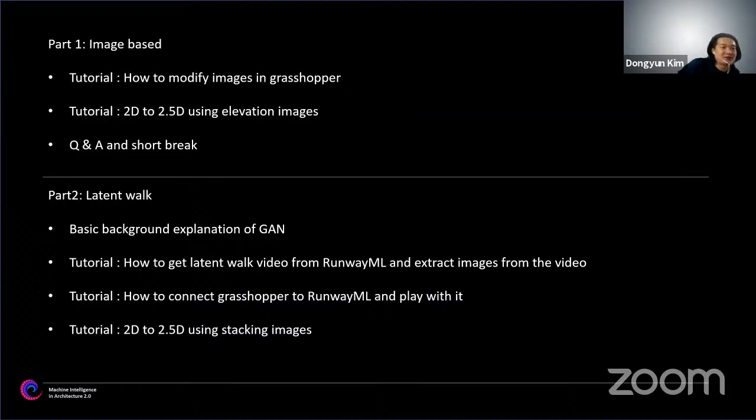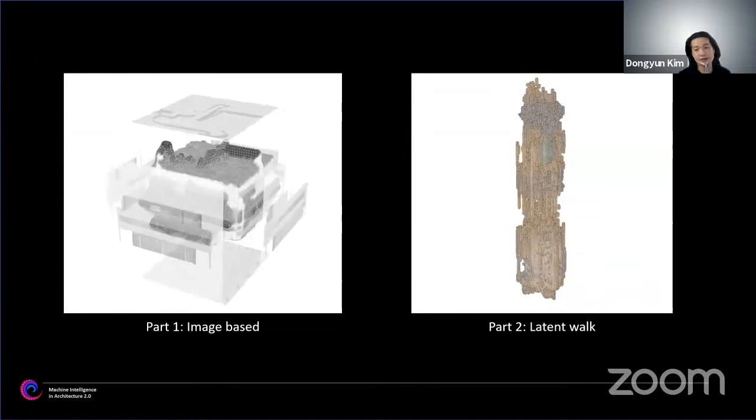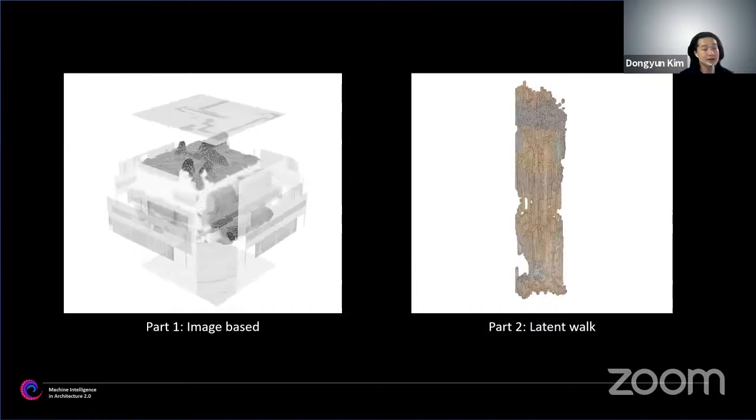Let's switch gears a little bit from image-based manipulation to latent work. I want to go through the background of the GAN first, and then give you a tutorial on how to get the latent work video from Rune and extract the images, or vice versa. I will also show how to connect Grasshopper to Rune in a more advanced way, and cast some output directly from Grasshopper. And last but not least, I want to show the second latent work stacking methodology.